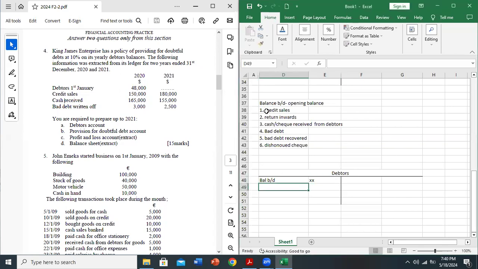Then let's go through this together. When we pick an item, we would just analyze whether that item is going to increase their balance or decrease it. And I indicated to you that debtors have a debit balance. So anything that would increase it, you debit. So debit anything that increases it. And then you credit anything that reduces it.